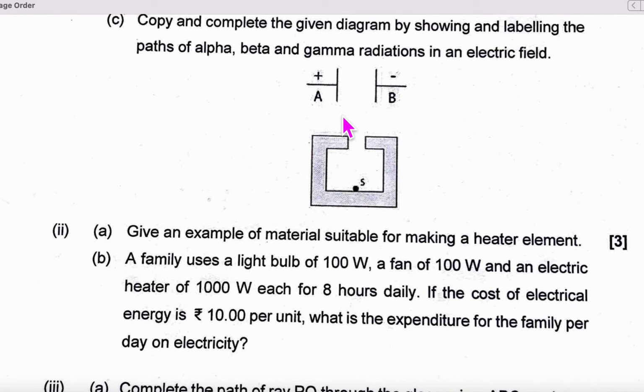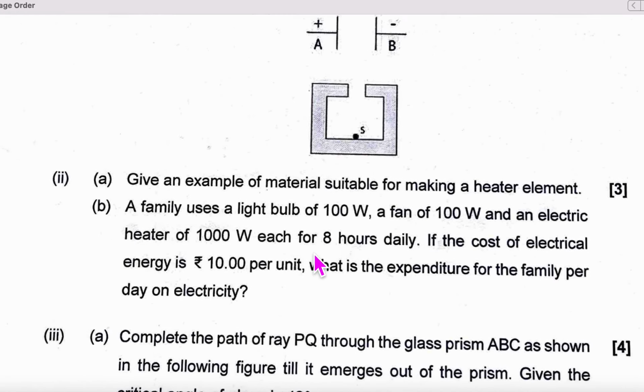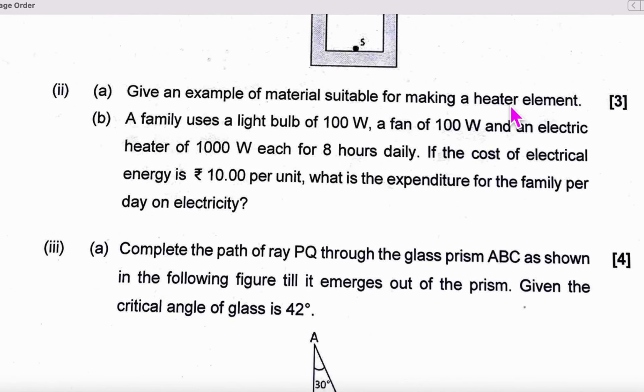This diagram also, you know, the one which will go towards the negative will be alpha, and alpha will be going through a smaller angle, gamma will go vertical like that, undeviated, and beta will go through larger displacement. Okay. Yes. Example of material: nichrome.